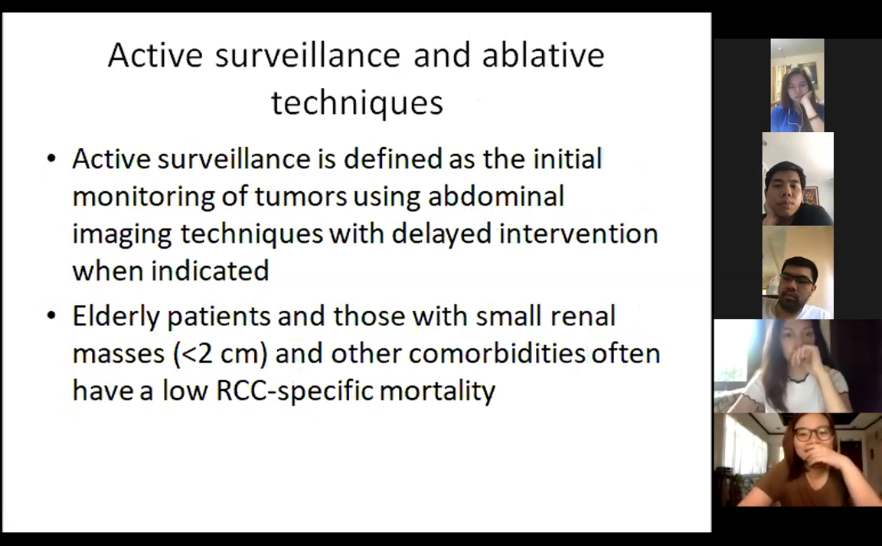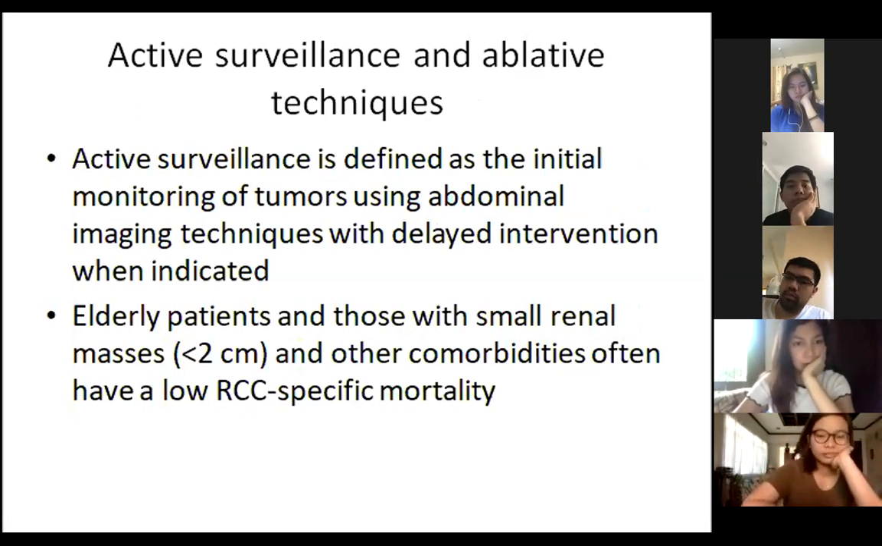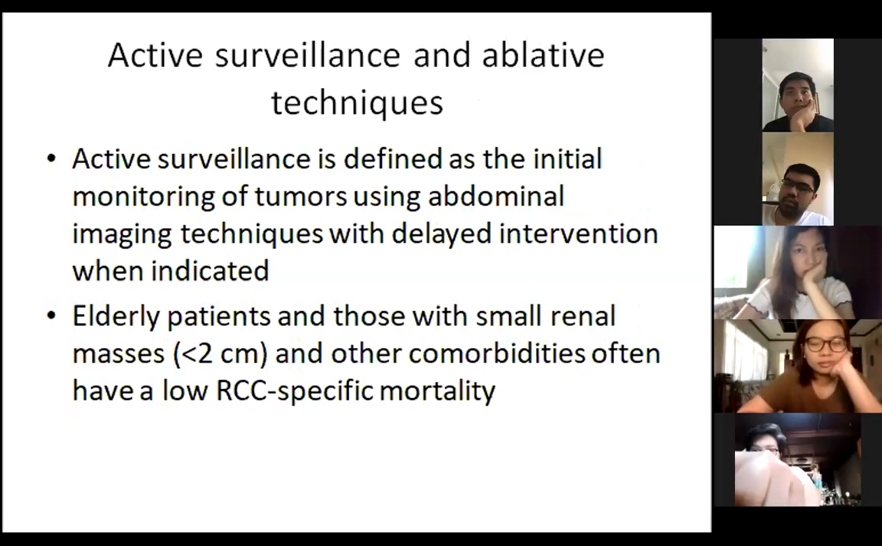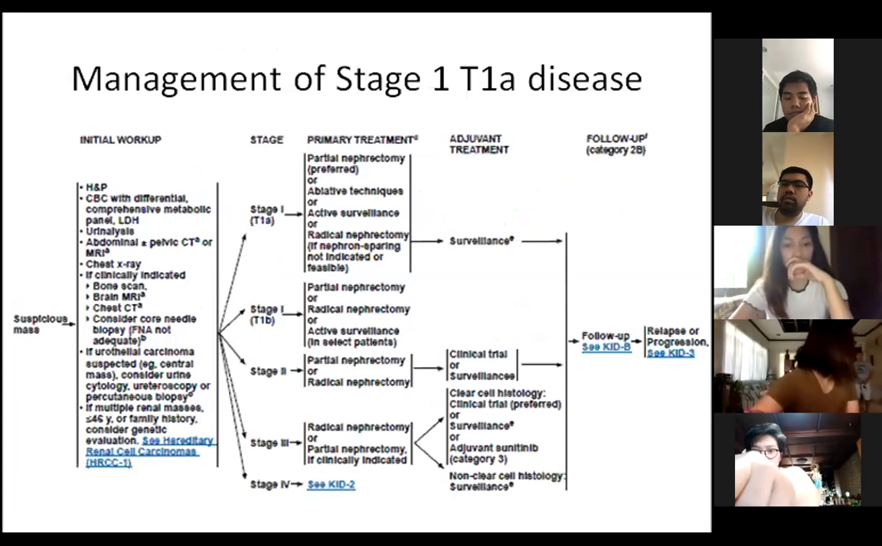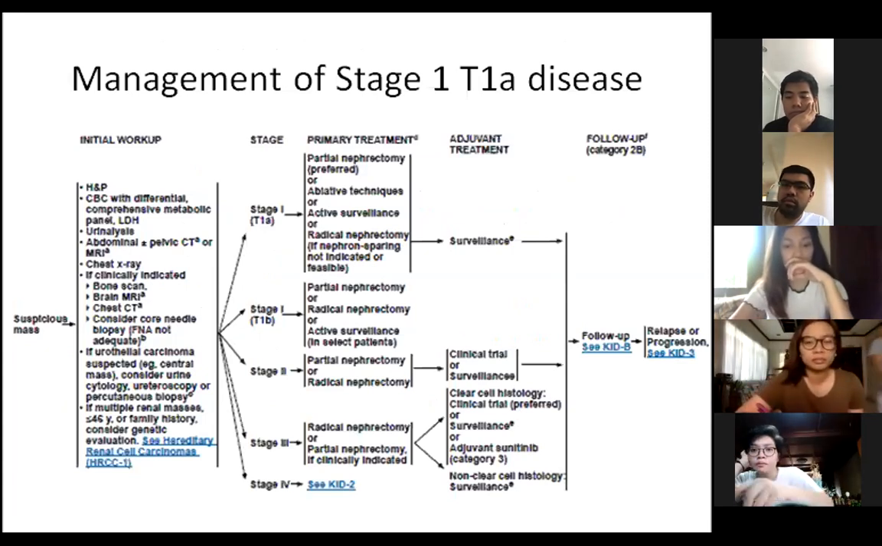Active surveillance is defined as the initial monitoring of tumors using abdominal imaging techniques with delayed intervention when indicated. It is usually used in elderly patients and high-risk patients, and those with small renal masses and other comorbidities that have usually a low RCC-specific mortality. Ablative techniques such as cryo or radiofrequency ablation are alternative strategies for selected patients. So for the management of stage 1 T1A disease, this is the one above.